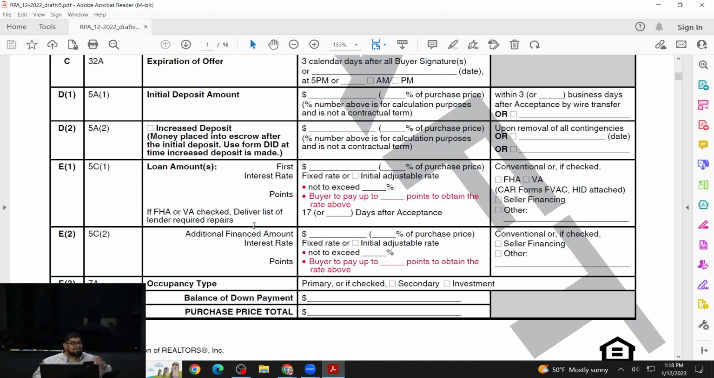Okay, so that's how taxes and closing costs are evaluated. Let's go to the next portion.